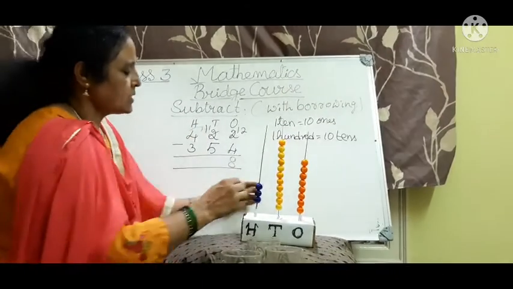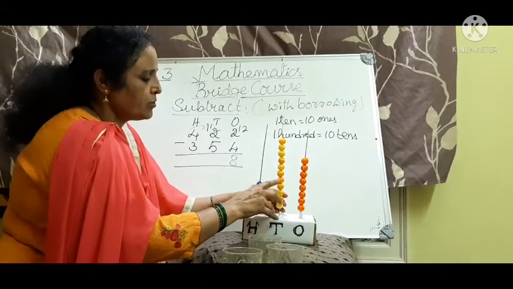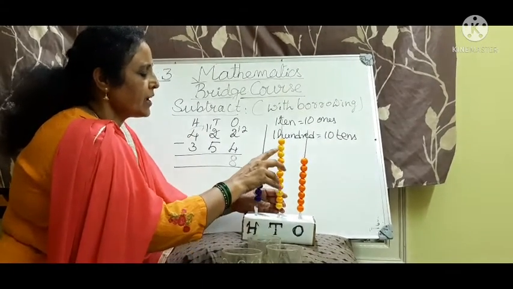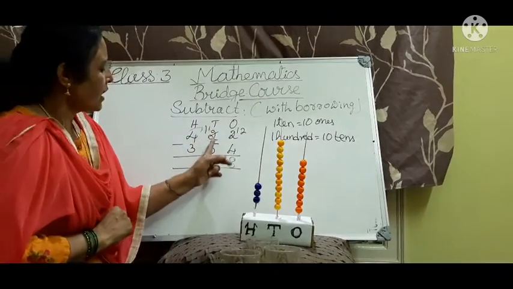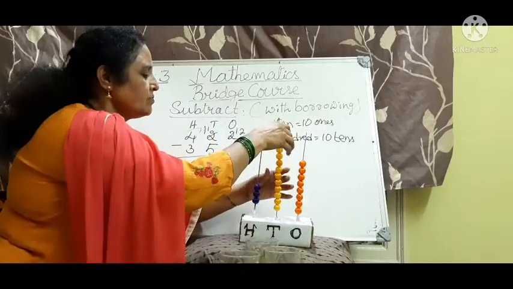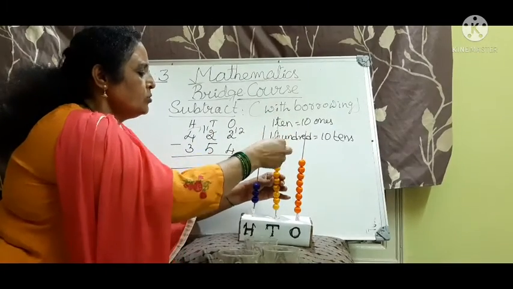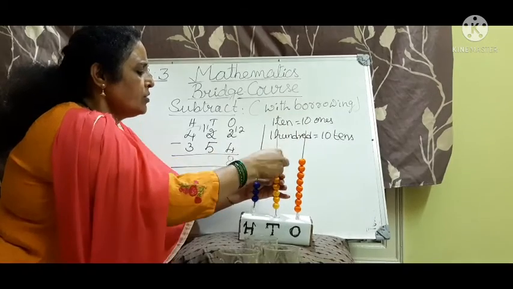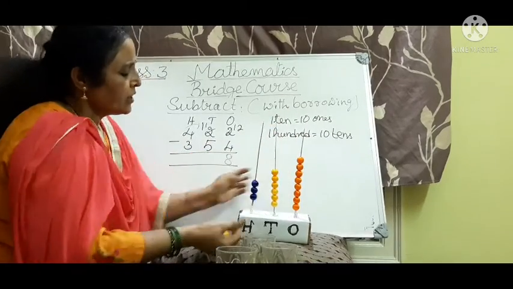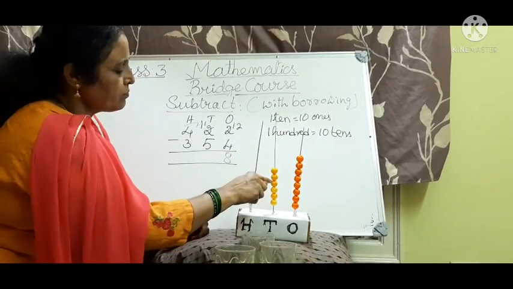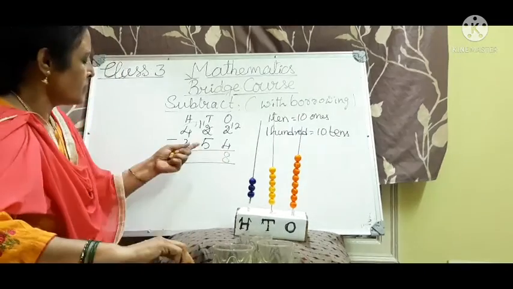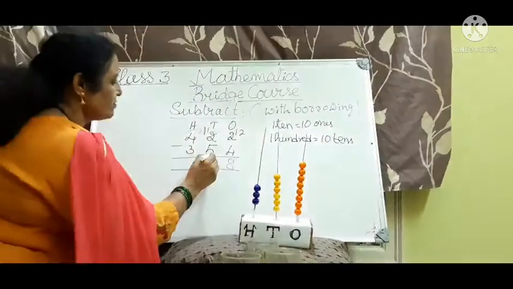Now 11 minus 5. Now I will take out 5 beads. 1, 2, 3, 4, 5. How many are remaining? 6. 11 minus 5 is 6.